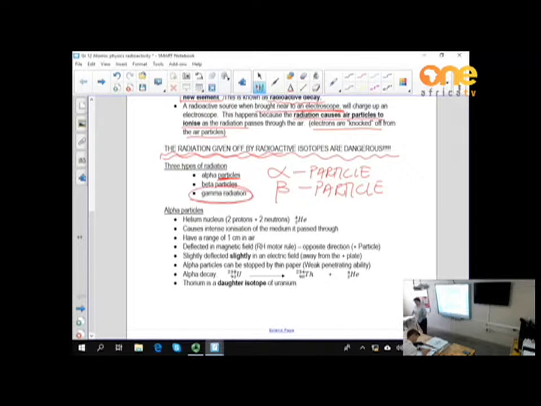Where have we done gamma radiation? Yes, it's part of the electromagnetic spectrum. It's a very high frequency transverse wave that travels at 3 × 10⁸ meters per second through a vacuum. All right. So gamma radiation is not a particle. Gamma radiation, people, is an electromagnetic wave.